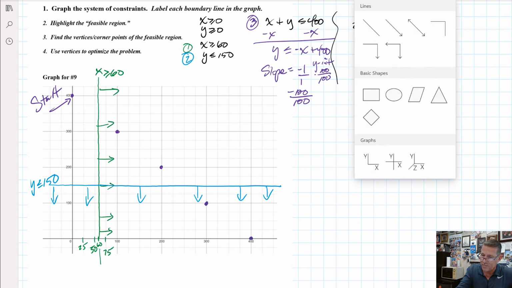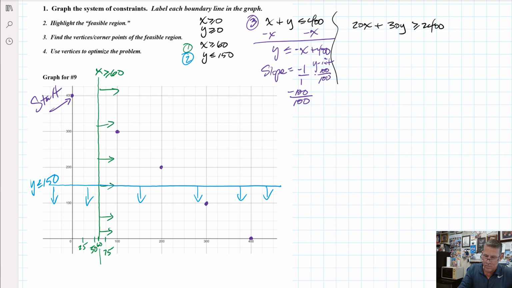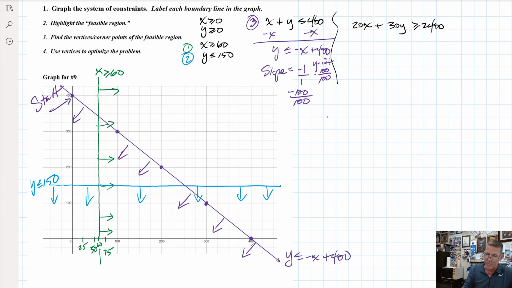So take your straight edge out and then draw your line. Now the inequality is less than or equal to, so the solutions lie below. So I just graphed y is less than or equal to negative x plus 400. And notice I'm labeling everything as I go.